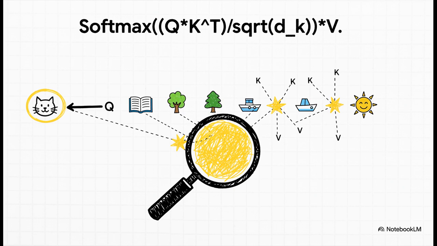Hey, in this specific sentence, who am I and what should I pay attention to? It then compares its query to the key of every other word in the sentence to find a good match. That match gives it an attention score, which basically tells it how much focus to put on those other words when it's building its final understanding.